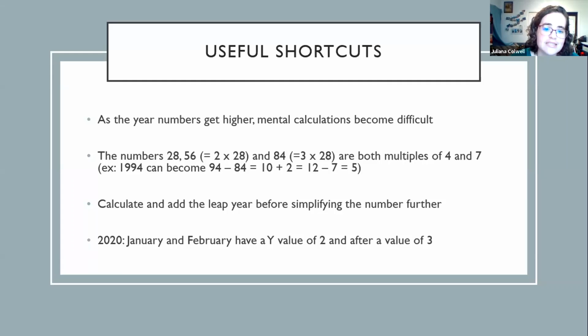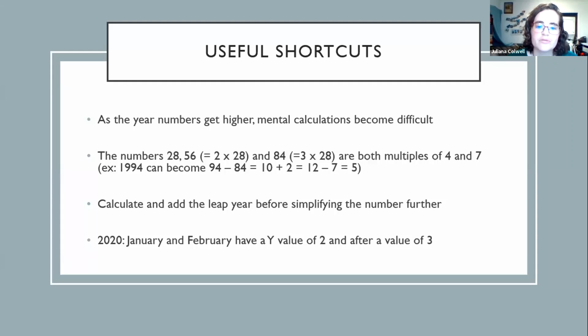Some helpful shortcuts: as the year number gets higher, mental calculations become difficult. So it is helpful to subtract sevens as you go, but you can always do it at the end if you prefer. For the century and for the year, to be able to figure out the years, because 28 is 4 times 7, you can actually take, for example, let's say 1929. You can subtract 28 from that, which equals 1.